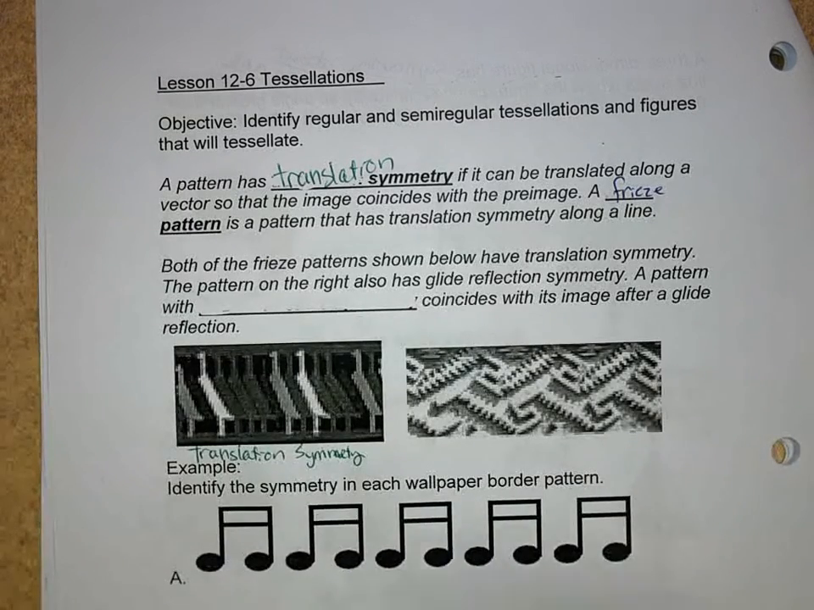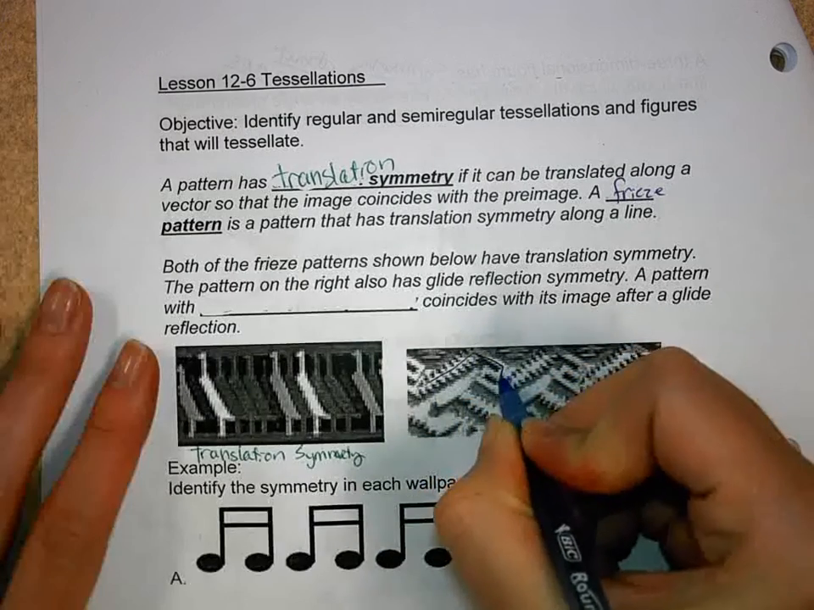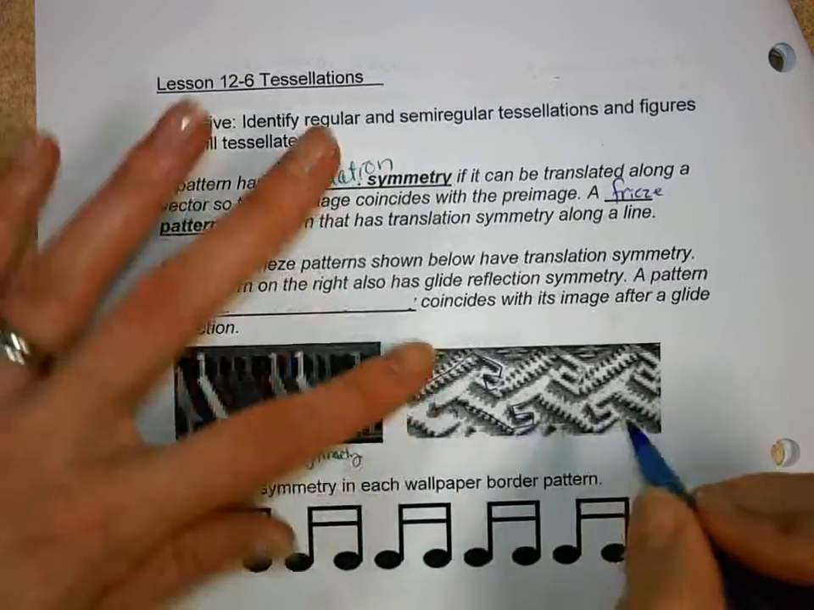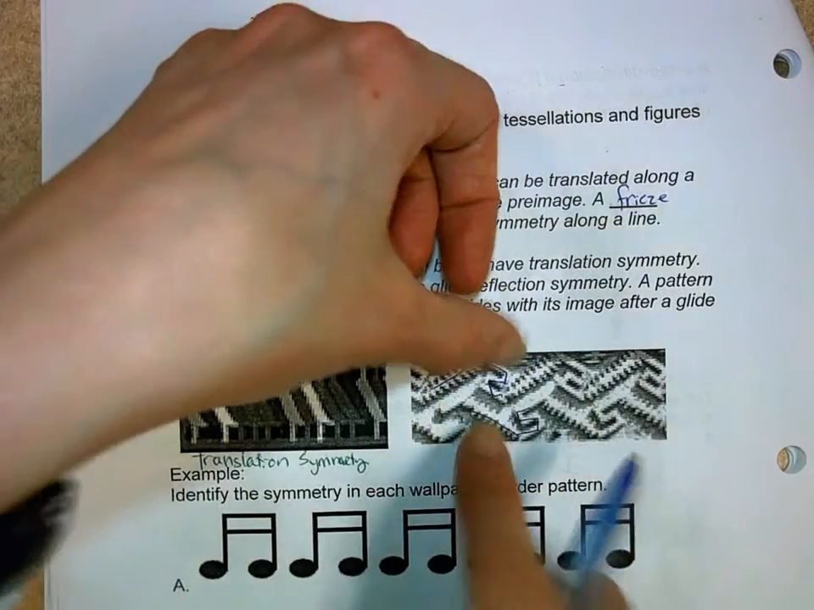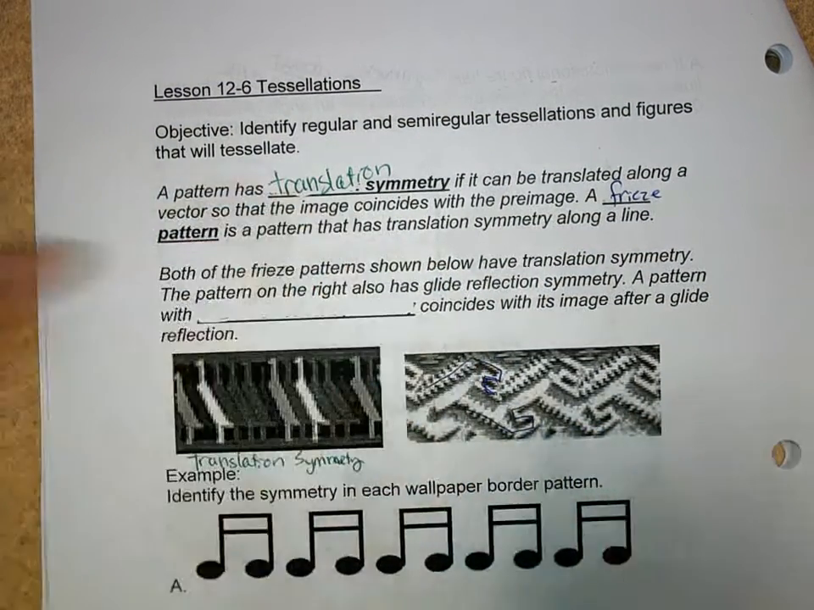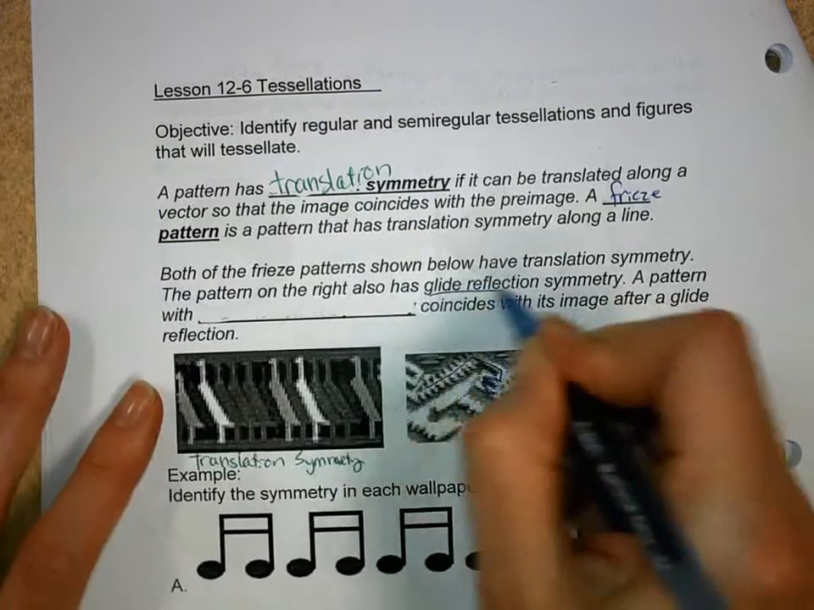Alright, so when you work with it, now, if it has symmetry that continues along the line, we have this Frieze pattern. Now notice here, it says both of the Frieze patterns shown below have translation symmetry. The pattern on the right has the glide reflection symmetry. Now what's that? Glide reflection symmetry is when I actually reflect and then glide. Do you see this pattern repeating right here? Notice it repeats right here. But if I was to translate this one, you notice that you get the same thing. It literally would reflect over. And so that is called a glide reflection symmetry.